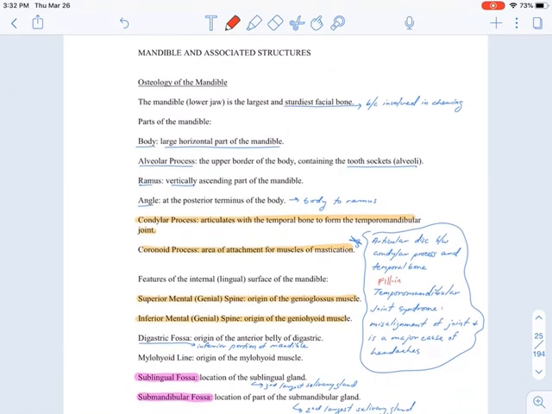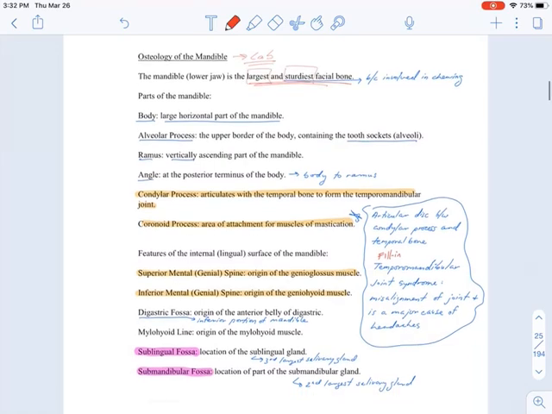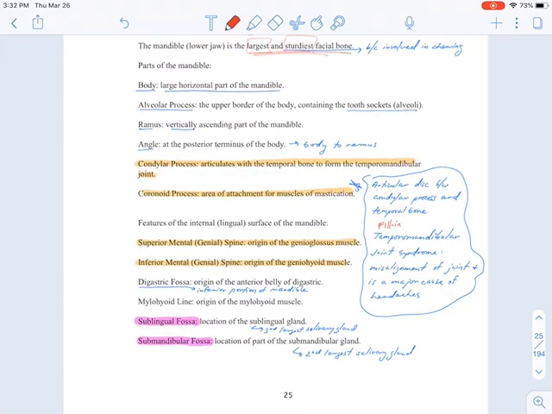All right. Now we're getting into mandible and associated structures. We have a lot of osteology here. This part tends to be more of lab type questions for your lab practicals, but we'll go through it still. So mandible, it's the largest and sturdiest facial bone. We have your body, alveolar process, ramus, angle. And then the two I like to point out are your condylar process and your coronoid process.